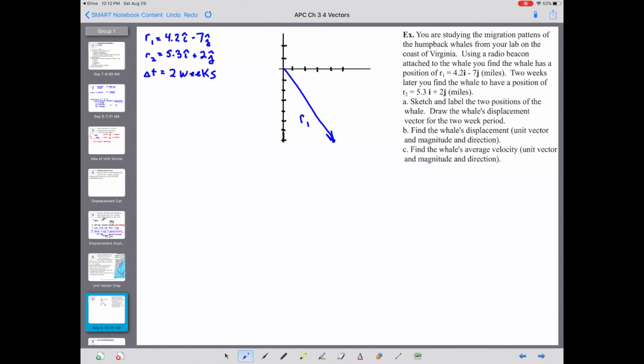Two weeks later, the whale has moved from that location to 5.3i. So if I go out to about 5.3 and then up 2 in the y direction, that will put me right in that neighborhood. Two weeks later, then the whale has moved to this location.